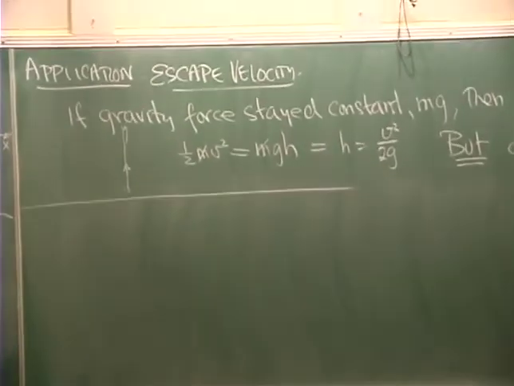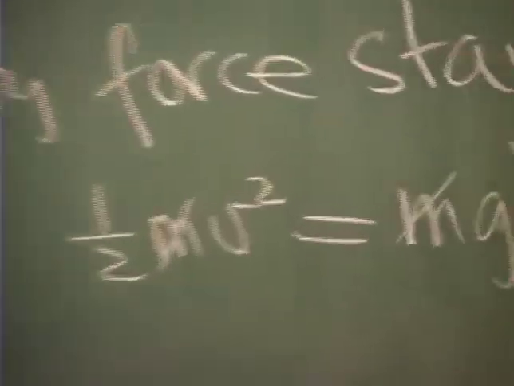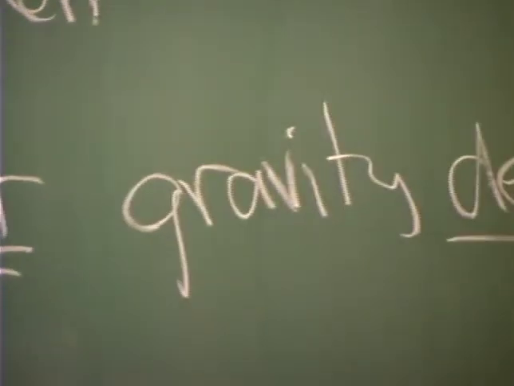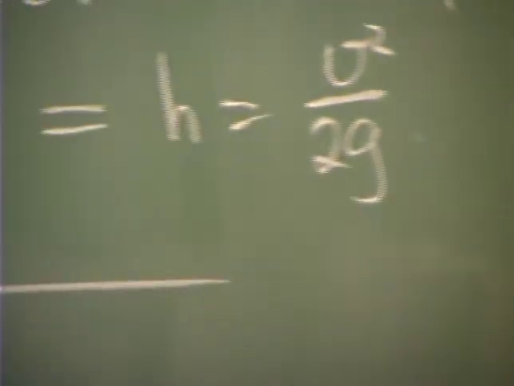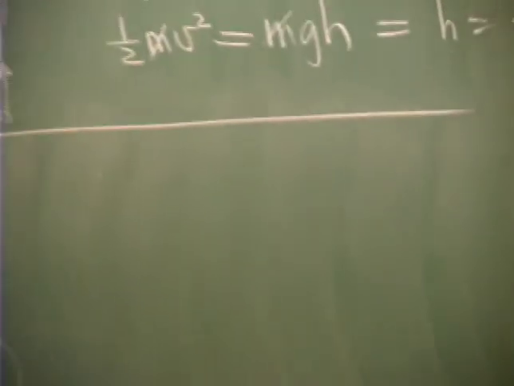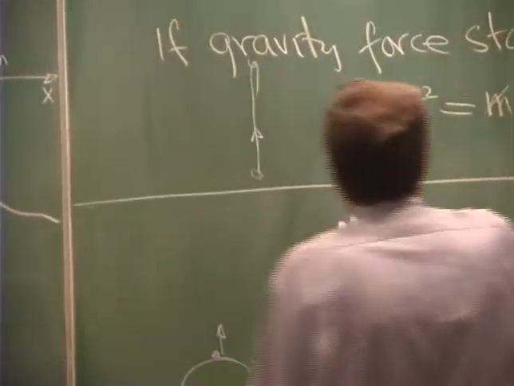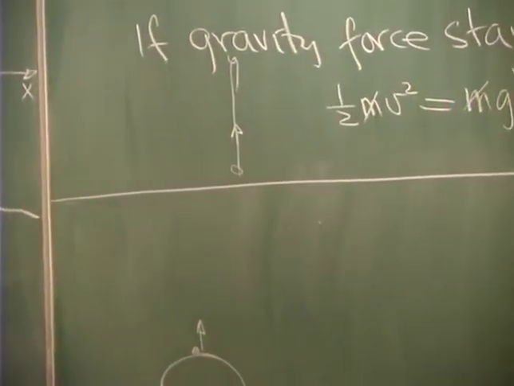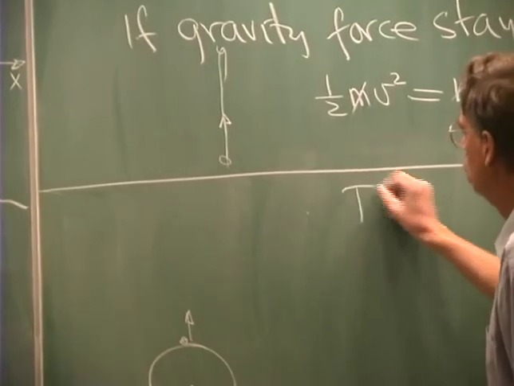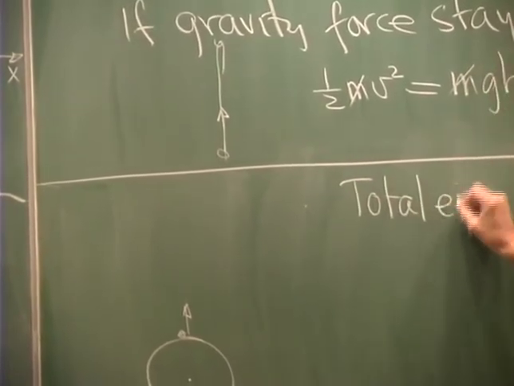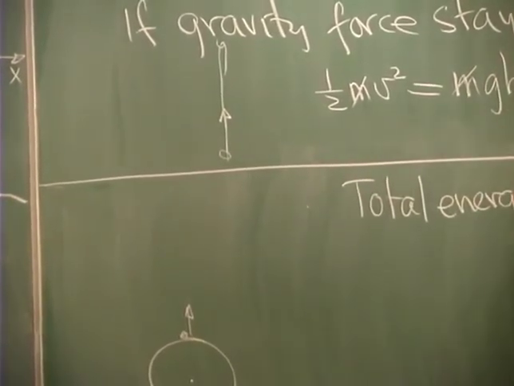But gravity decreases, so what's the actual calculation? Let's run conservation of energy using this formula for the potential energy instead of mgh. So, here's the object at the surface of the Earth, and I throw it up with a speed v, and I ask you, what is its total energy at the moment of launch?